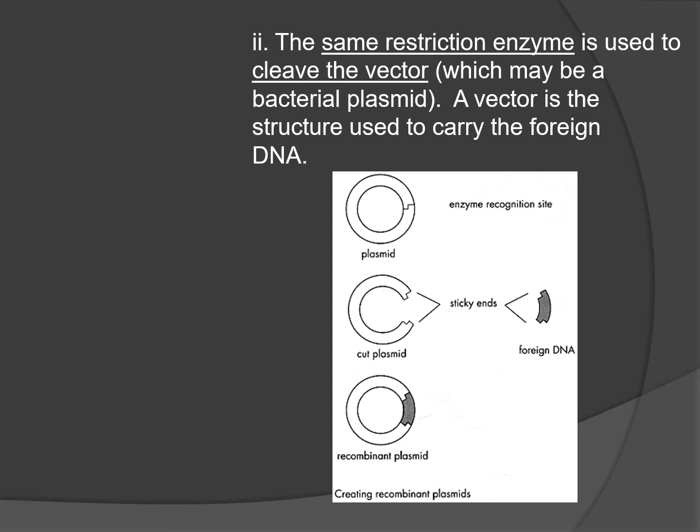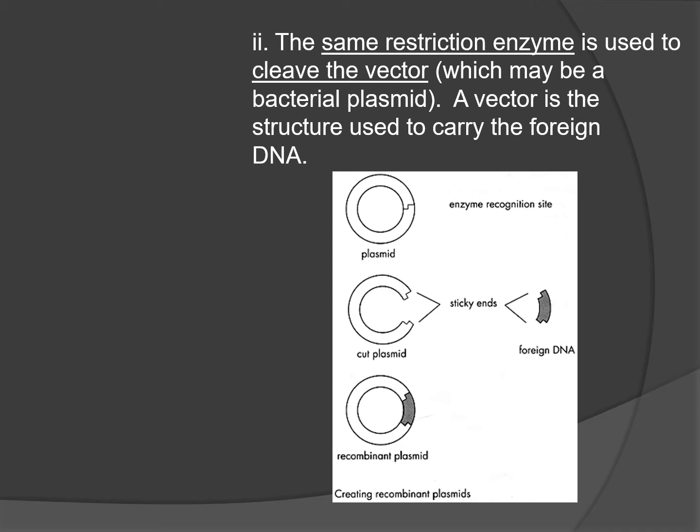A vector is some way that you're going to put the DNA into something else. Generally, a vector is a bacterial plasmid. Remember, a plasmid is the circular bacterial DNA. So bacteria's chromosome is circular, and it's called a plasmid. Think back to previous units. Simply, if I say vector, a vector is a structure used to carry foreign DNA.